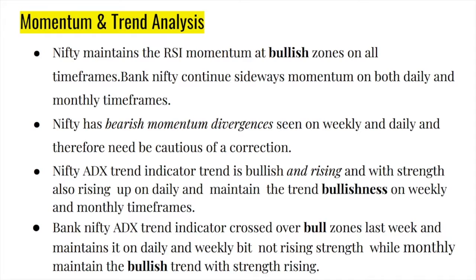Bank Nifty, right? Actually, it has crossed the bull zones. Last week it was bearish. It has crossed the bull zones on the ADX, on the trend, right? But there is no strength for that trend on the daily and the weekly. But monthly it has got strength. So the strength is rising means the trend is likely to move further up. So that is fine with Nifty, but Bank Nifty strength is not good on the trend, but at least it is maintaining the bull zones.